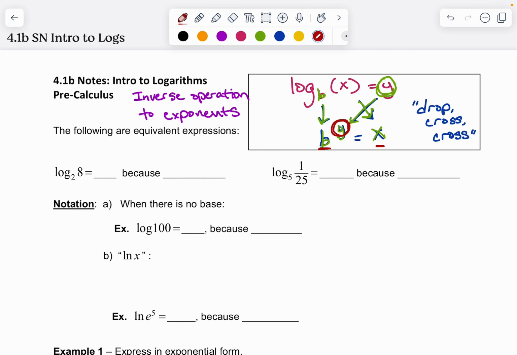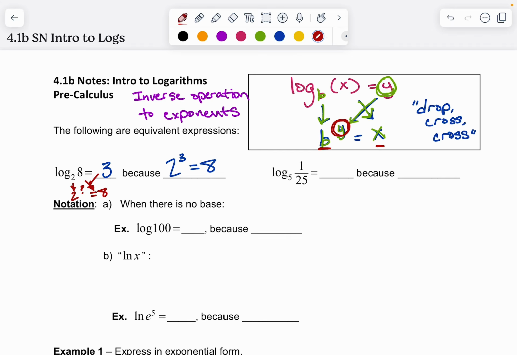So let's do a couple of examples. Log base 2 of 8. Again, if you didn't know where to start with this, you could drop, cross, cross, and you would just ask yourself, 2 to the what power equals 8? Well, 2 cubed is 8. 2 to the third power equals 8. And this is why, especially from last class, knowing your exponent rules is so important.